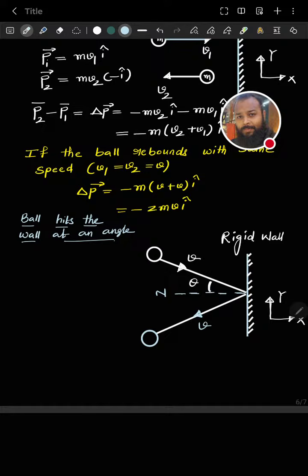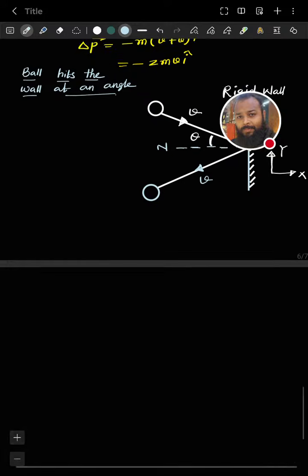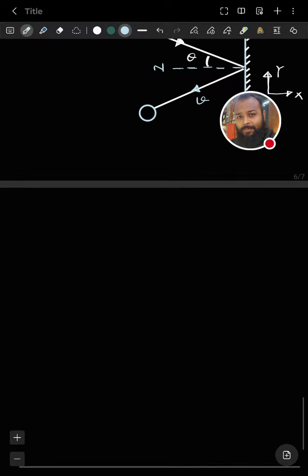Okay. Now can you tell me what is the change in momentum in this case? Sir, इसमें क्या करना है सर? इसमें अभी करना क्या है, कंपोनेंट्स बनाना है. Here you have to make components.